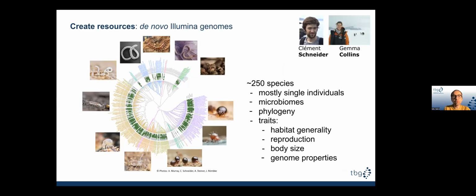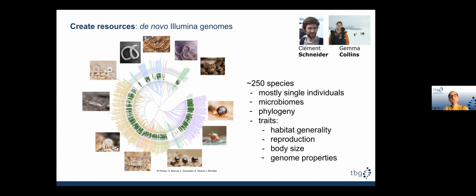I'm just giving a quick overview of what we got to date. We performed over 500 genome sequencing reactions in the last couple of years, and managed to produce genome sequences for around 250 species of soil invertebrates. The project was first spearheaded by Clement, who by that time was doing a postdoc with me, starting on this project, and then he left to become the curator of Apterygota in Görlitz, and then Gemma Collins picked up this project and led the analysis of these genomes.